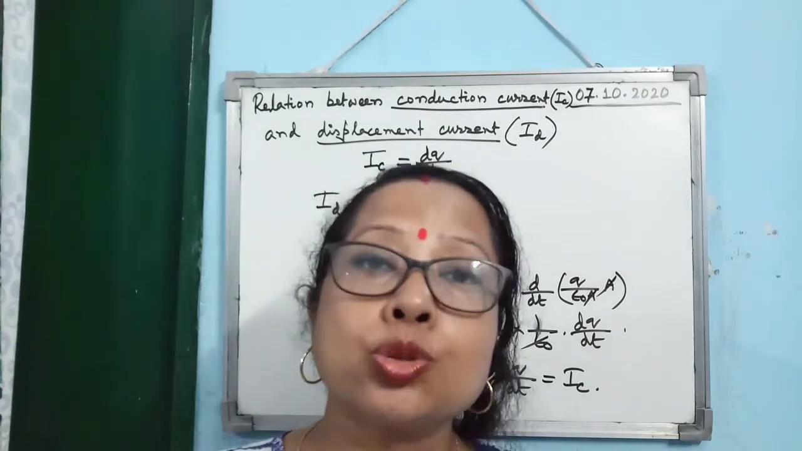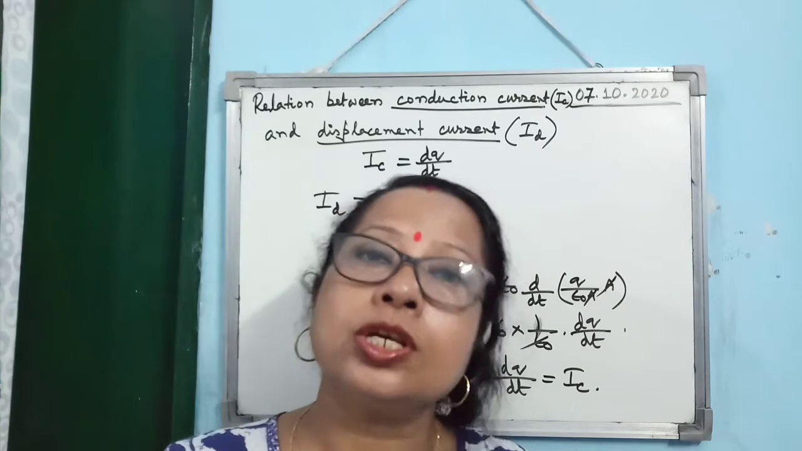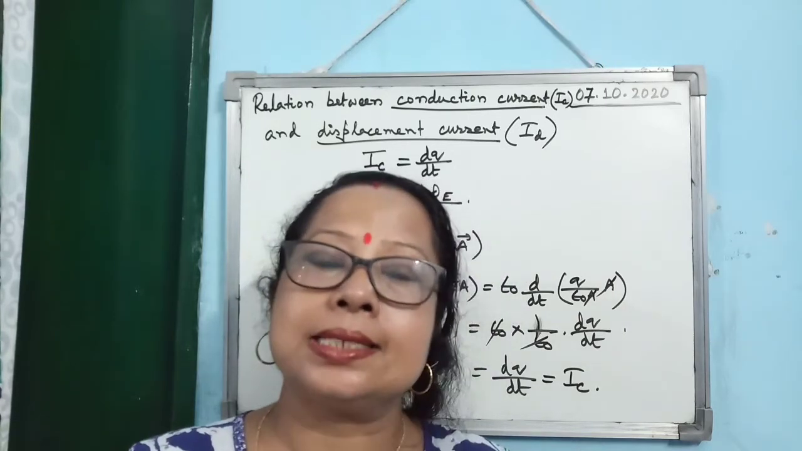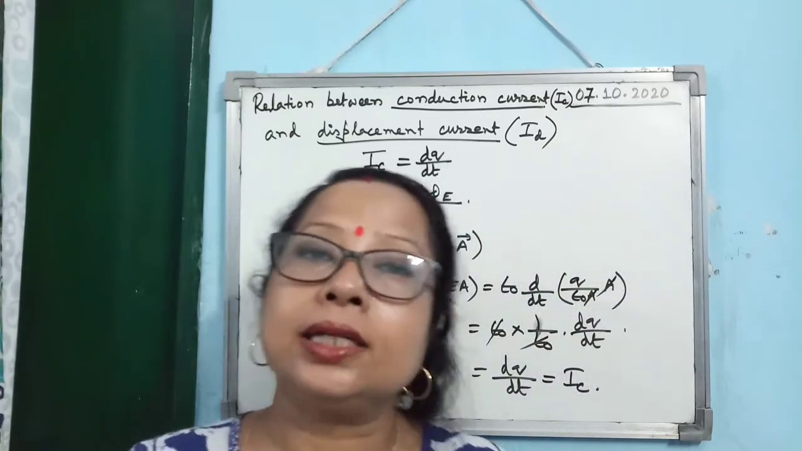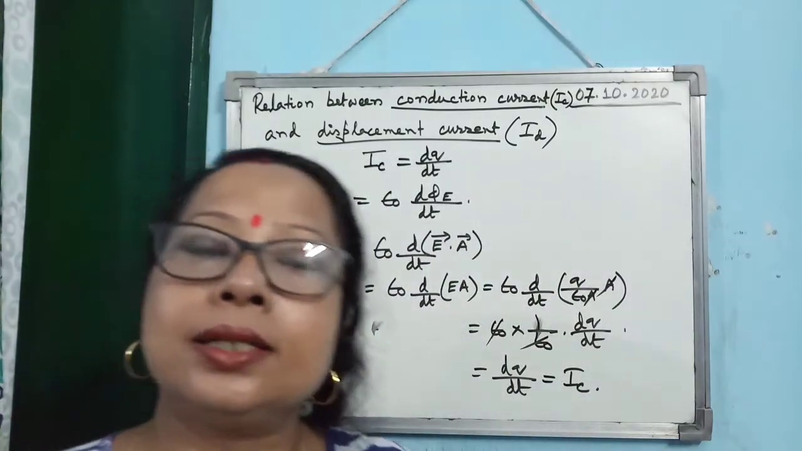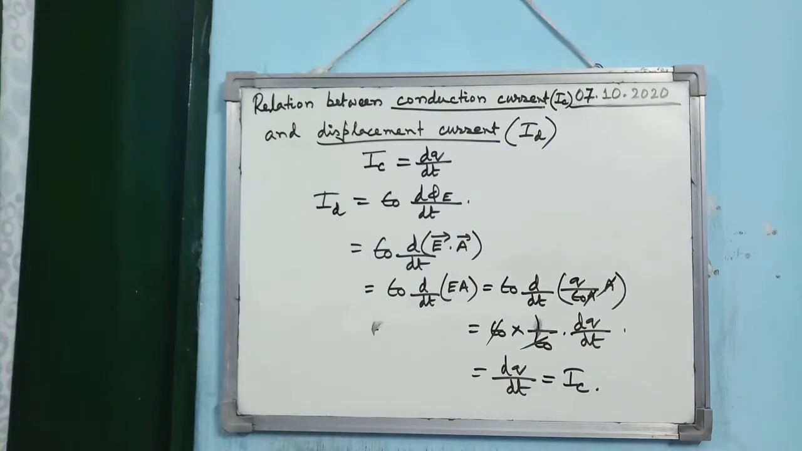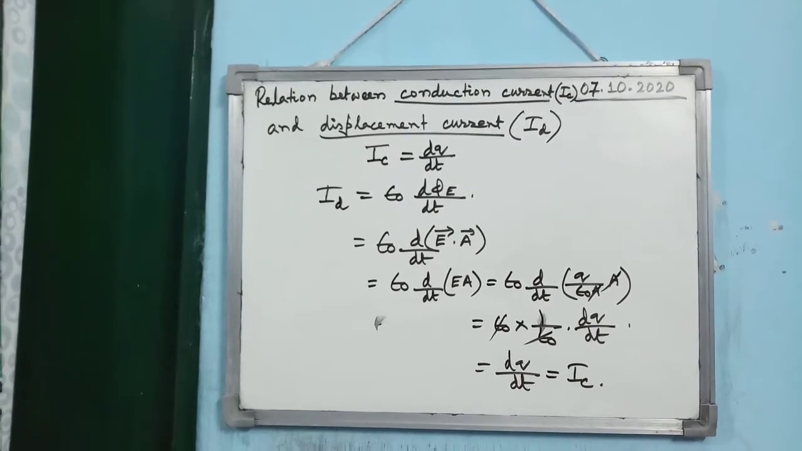Their origin, their source, is different. Conduction current is produced due to the flow of electrons, whereas displacement current is produced due to a time varying electric field, due to the rate of change of electric flux at any place. But actually both of them are representing the same current.